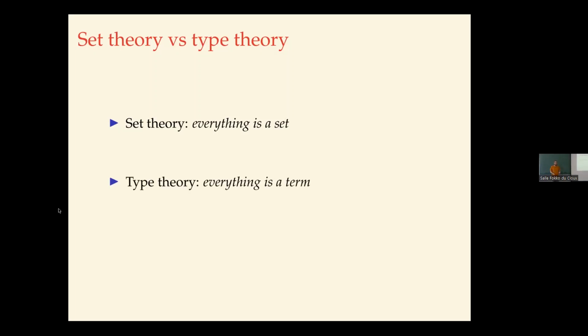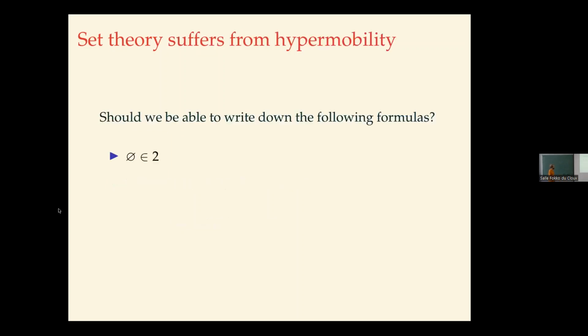In type theory, everything is a term. So what's the difference? There is one difference, and that is that every term has a type. We'll see in a moment what that means.